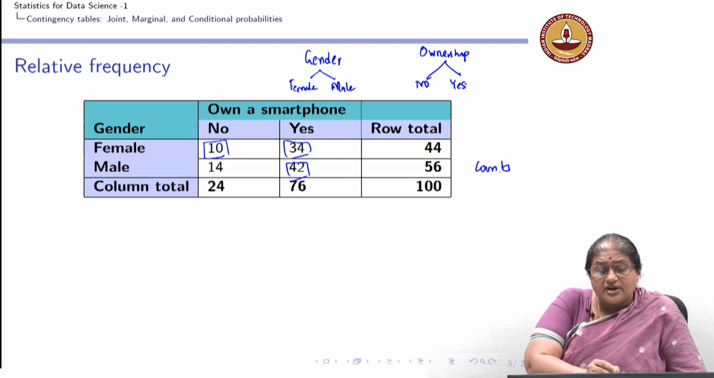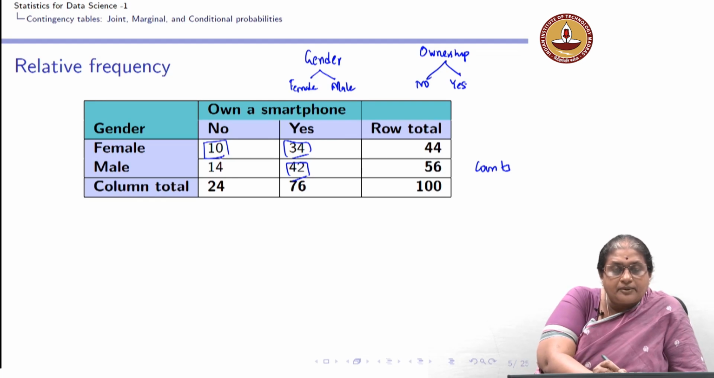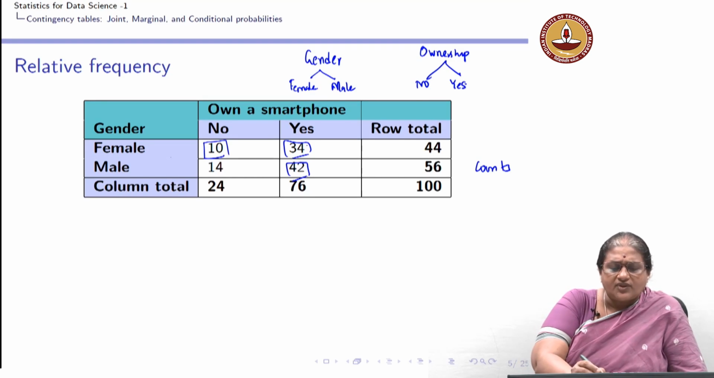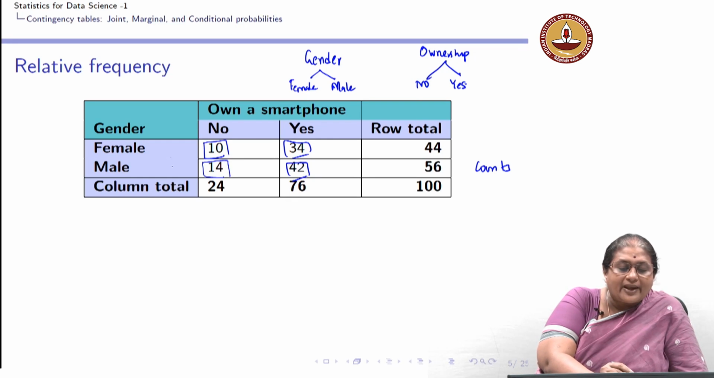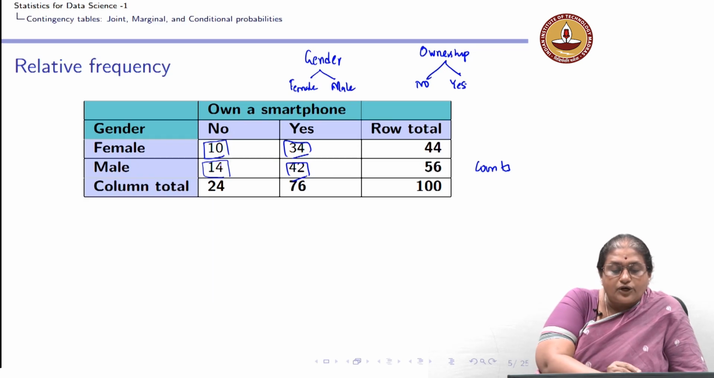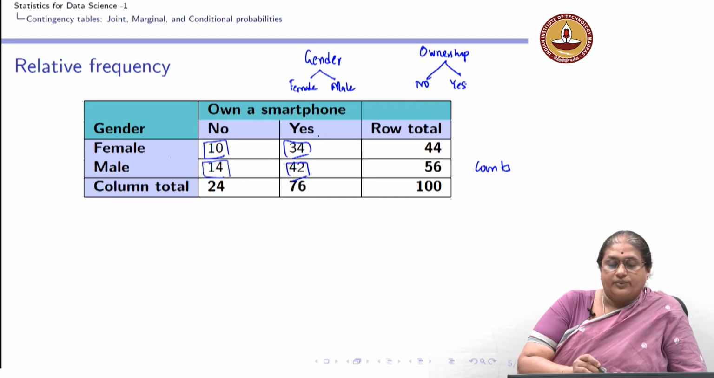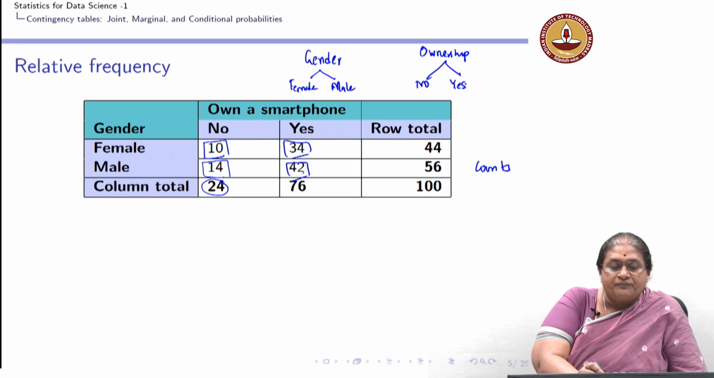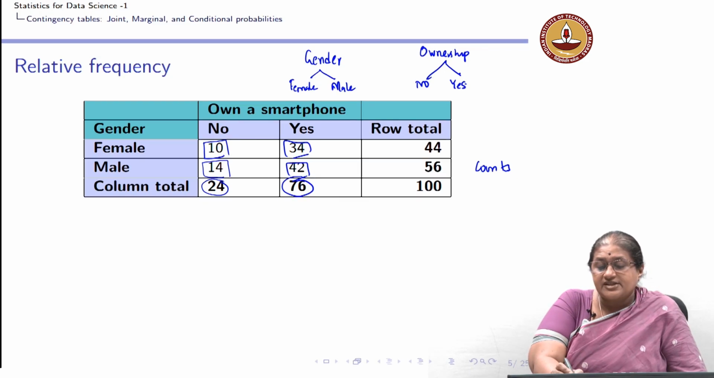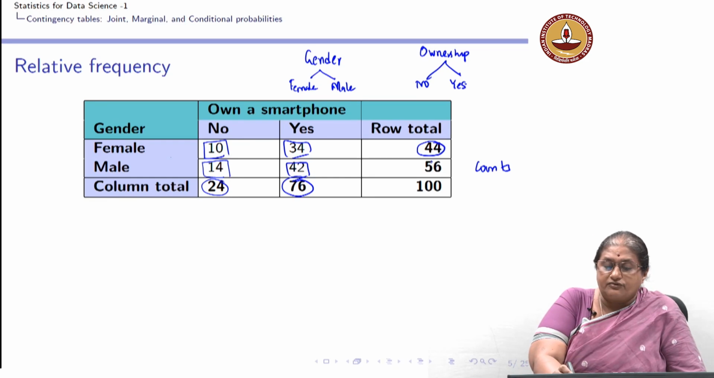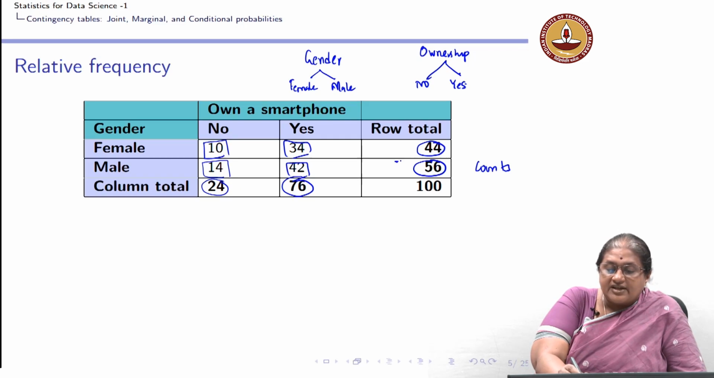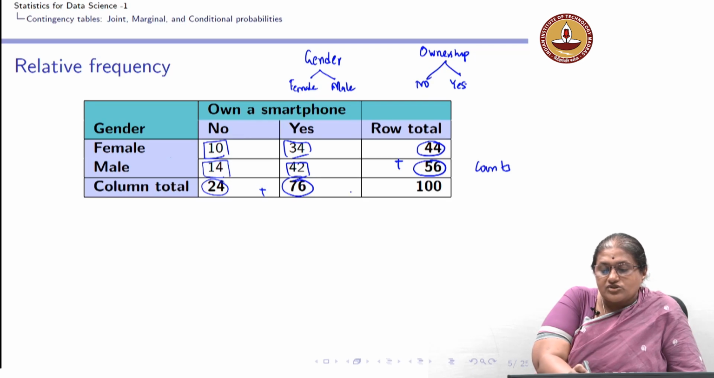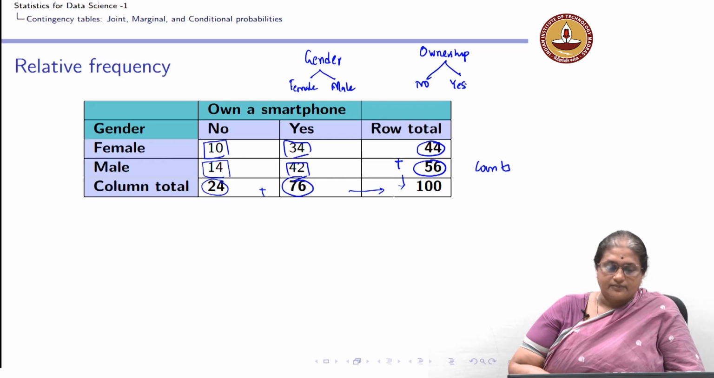By counts, what I mean is that of 100 people, 10 people are female and do not own a smartphone. 34 people are female and own a smartphone. 14 are male and do not own a smartphone, and 42 are male and own a smartphone. So, you can see that people who do not own a smartphone are 24, people who own a smartphone are 76, the number of female candidates is 44, and the number of male is 56. This adds up to 100, and this also adds up to 100 people.